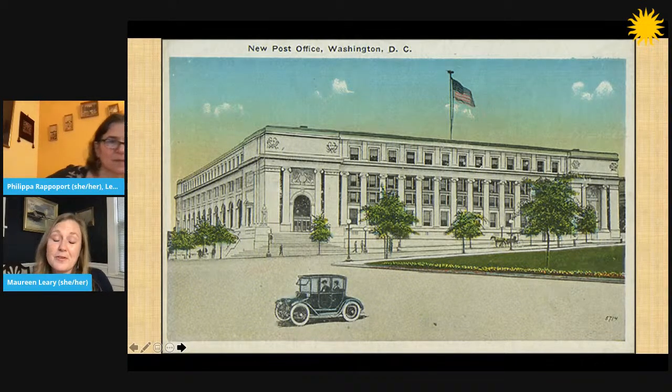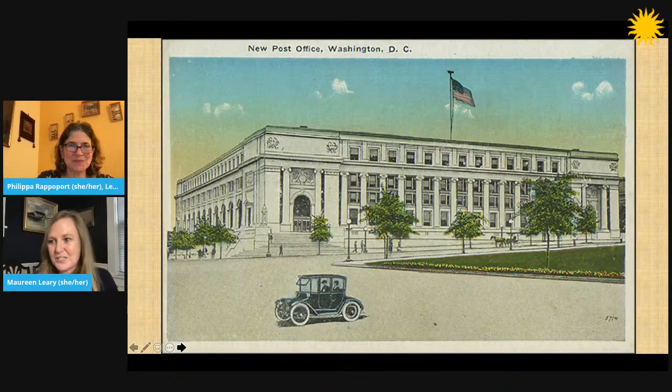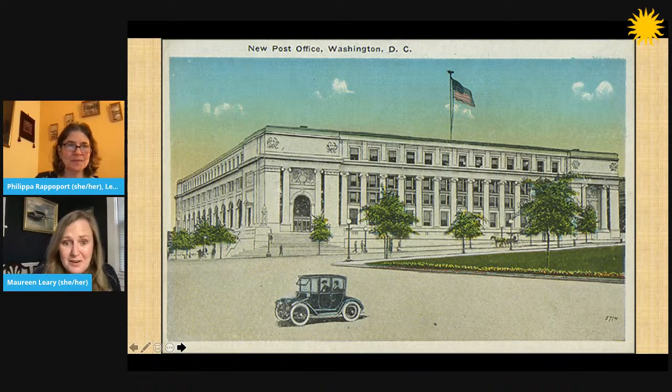So I'll give you another really big hint. I've already shown you a picture of this building. So I don't see any guesses in the chat yet. I will go ahead and tell you this postcard shows what is now the National Postal Museum when it was first finished in 1914. So it was a really exciting event when this post office first opened. You can see it's very large, much larger than I think we are used to seeing post offices be today.